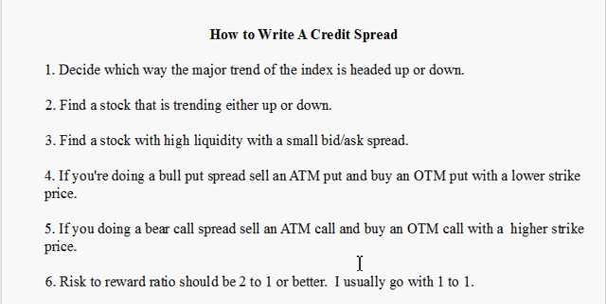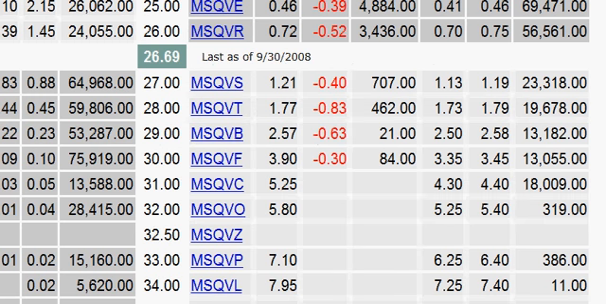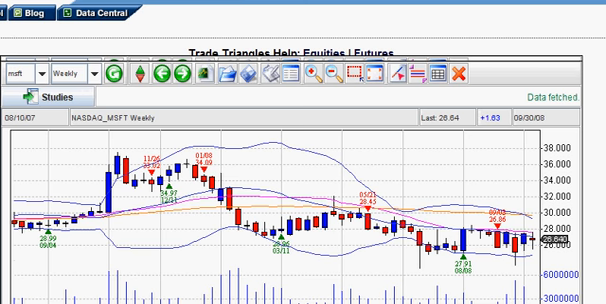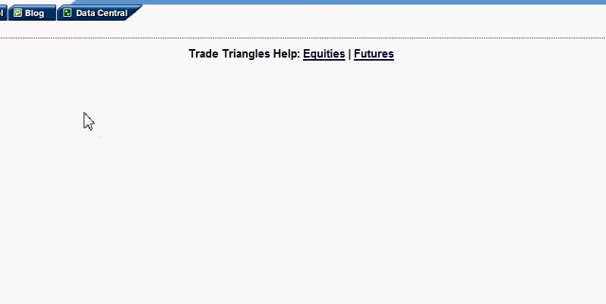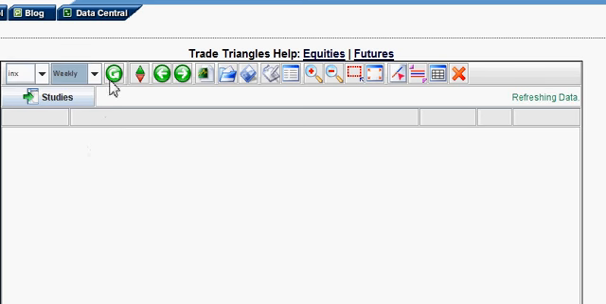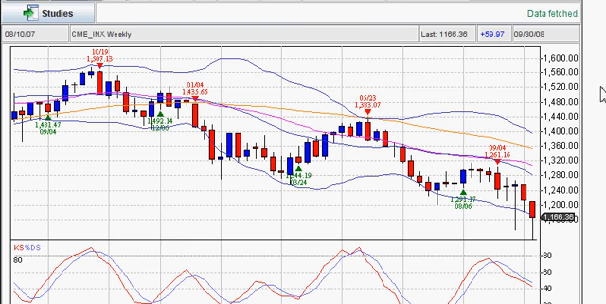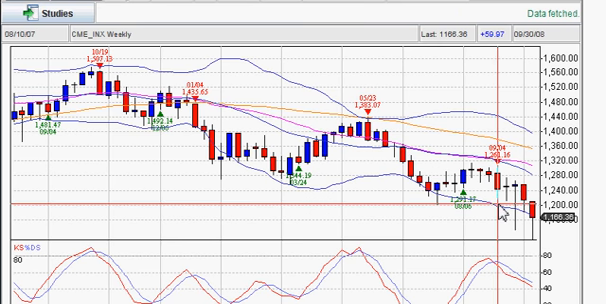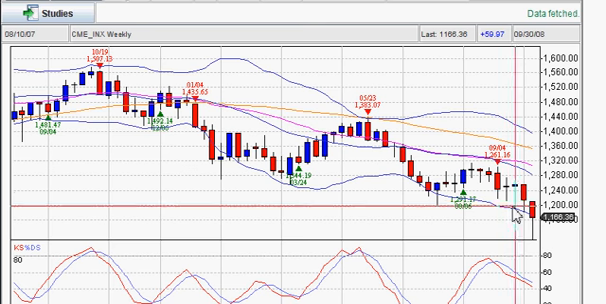So first thing we're going to do is go to the S&P. We're going to look at the weekly chart of the S&P and see which way it's headed. Okay, as you can see, on September 4th we got a sell signal on the S&P, so the major trend is down. Then we are going to look at a stock that is also headed down. In this case, we're going to look at Microsoft.